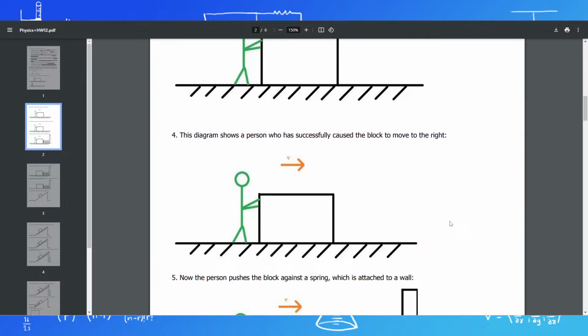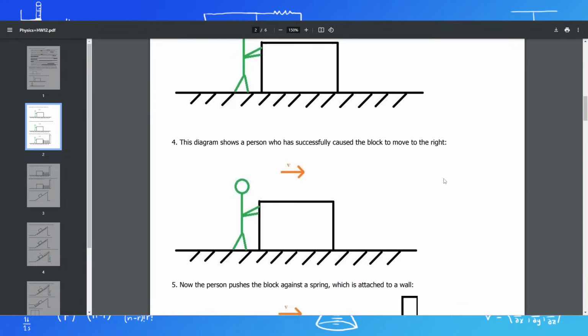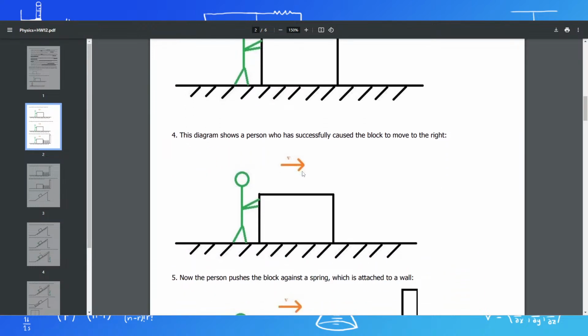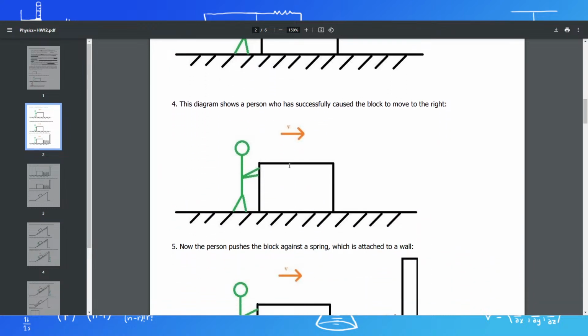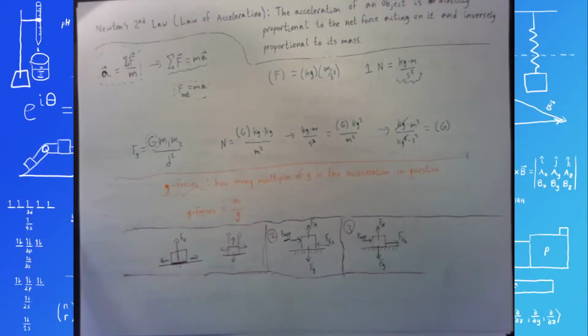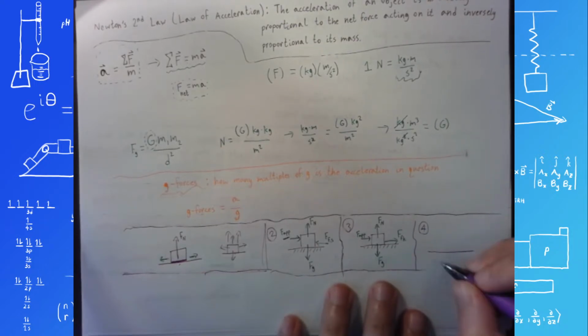Okay, number 4, this diagram shows a person who has successfully caused the block to move to the right. So basically the same as scenario 3, the only difference is that now the velocity is to the right. So basically what happened is it was moving to the left, they slowed it down, they brought it to a stop, they kept pushing, and now it's moving to the right. So now what changes is the direction of the kinetic friction, so everything else stays the same. Diagram 4.